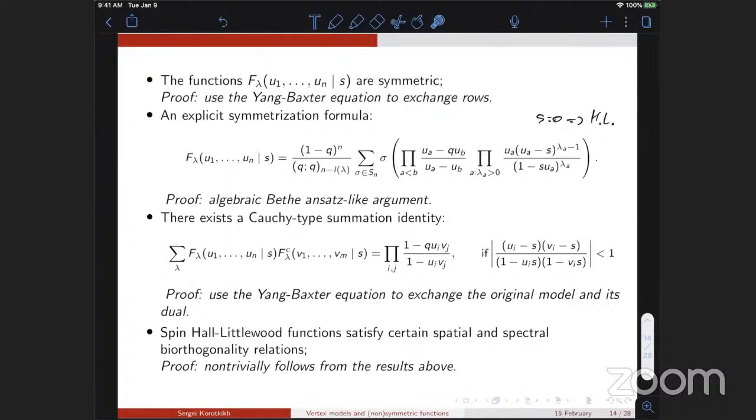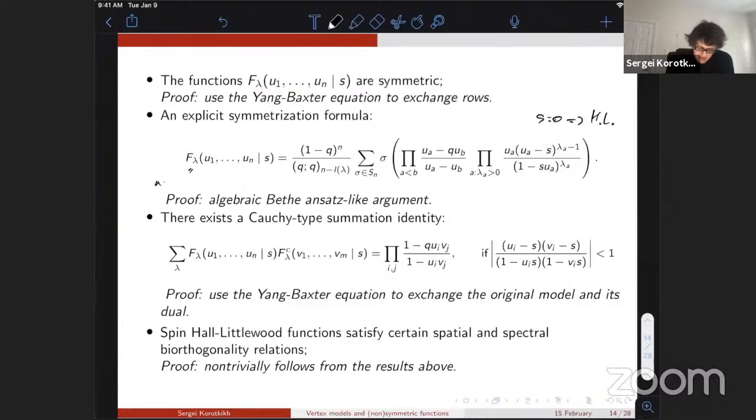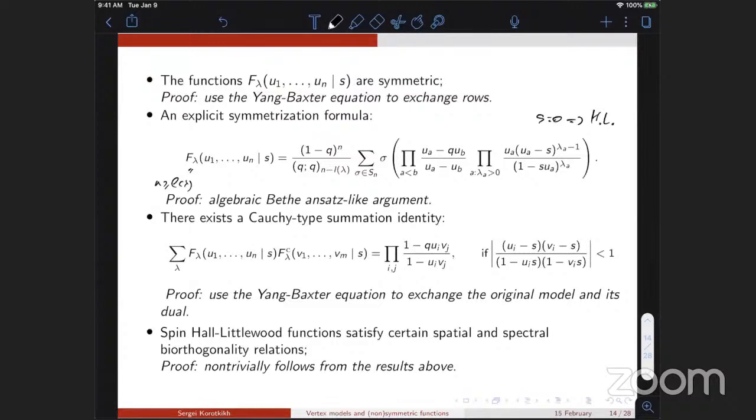Sorry, what is the number of arguments in the functions f lambda? So the functions f lambda depend on n variables, where n is greater or equal than the length of my partition, because otherwise it will be zero. Arbitrary number greater, yes. And these functions will turn out to be stable, in a certain way. If I set some parameter mu equal to s, it will actually reduce the number of variables. So the number of variables in the Cauchy type identity is different for f lambda and f lambda c.